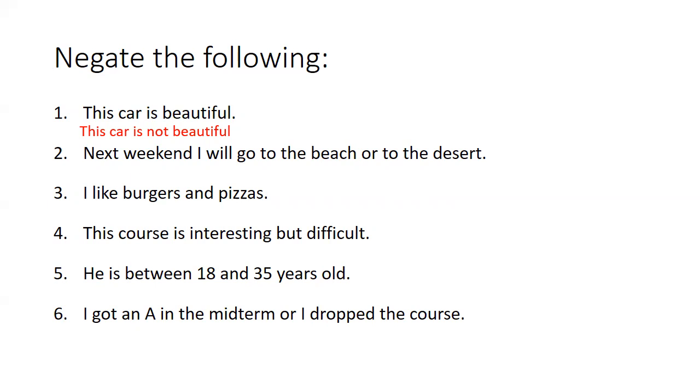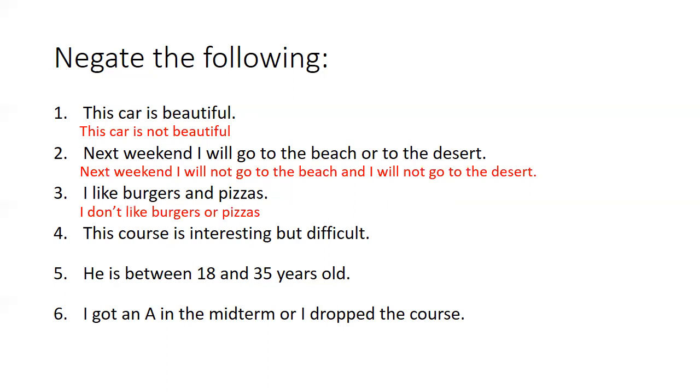So if I'm going to not something that's a disjunction, that's got an or in it, notting an or gives an and, right? So that would be: next weekend I will not go to the beach and I will not go to the desert. So when we knotted an or, we got an and, right? So again, not this one: not I like burgers and pizzas. I don't like burgers or pizzas.